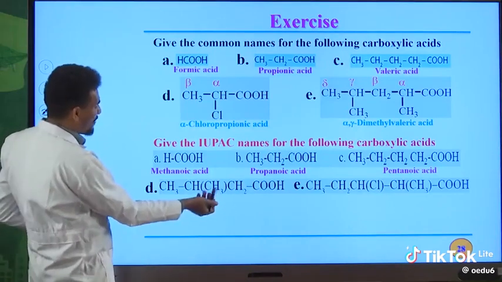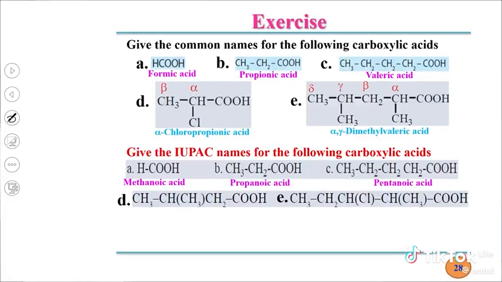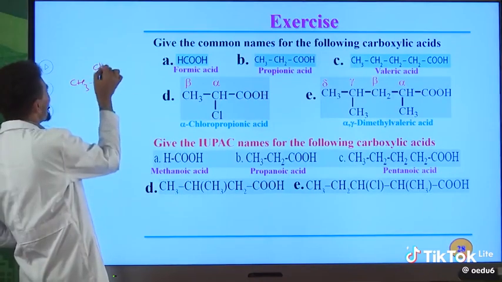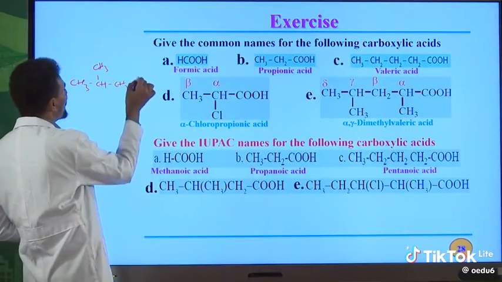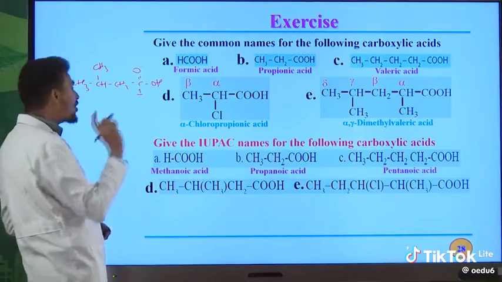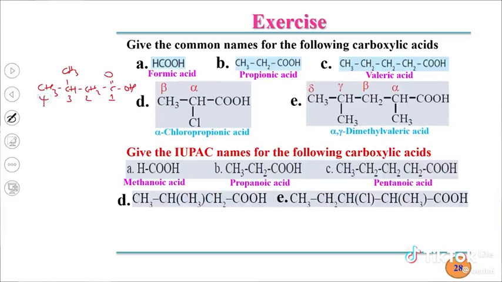So we have a methyl group on the third position. The structure for this compound is CH3, then CH. On CH we have CH3, then CH2, then C double bond O, OH. This must be carbon number 1 all the time. Then this is 2, this is 3, and this one is 4. We have the methyl group on the third position.